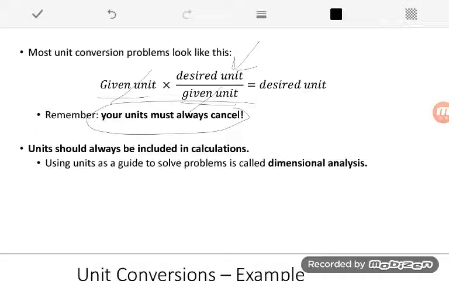Using units in this way is called dimensional analysis, and it can actually be really helpful in figuring out how to solve a problem. Sometimes things aren't obvious, but as long as you're making your units cancel, you're probably on the right track. So units should always, always, always be included in your calculations.